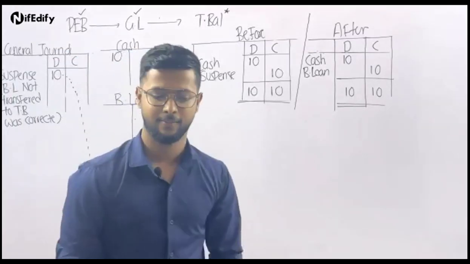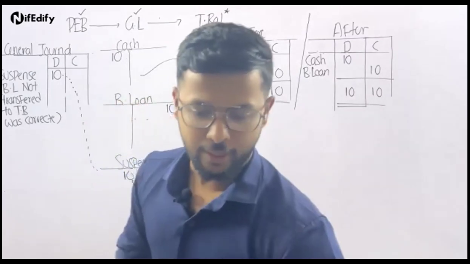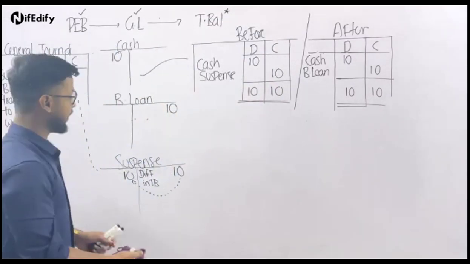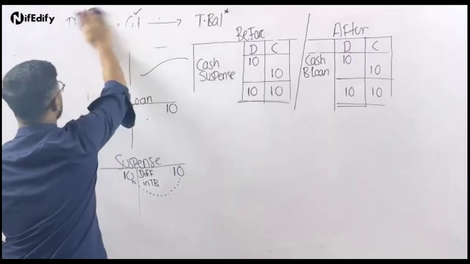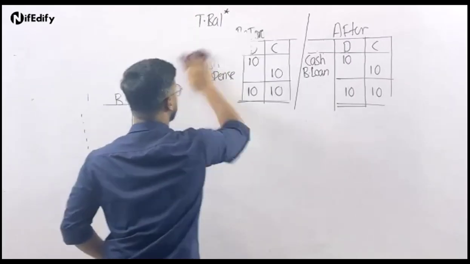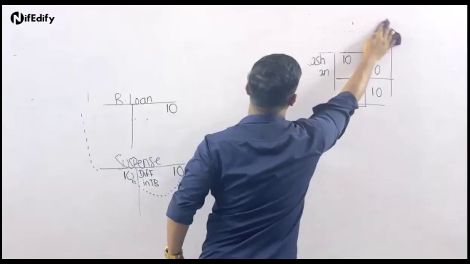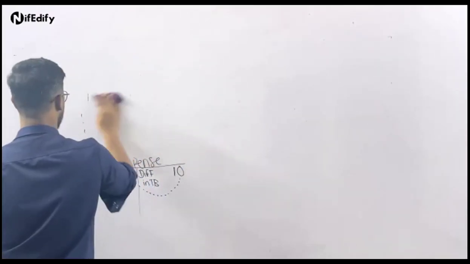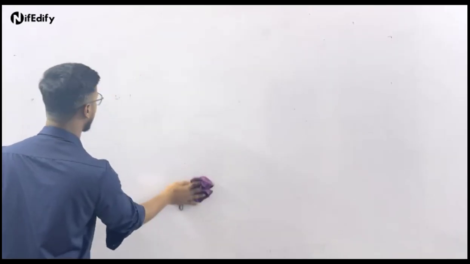Guys, again, the problem is with the TB. The problem is not with the GL, okay? So let me quickly erase this. The problem is actually identified in TB, which means my GLs are perfect. There is nothing wrong with the GL.